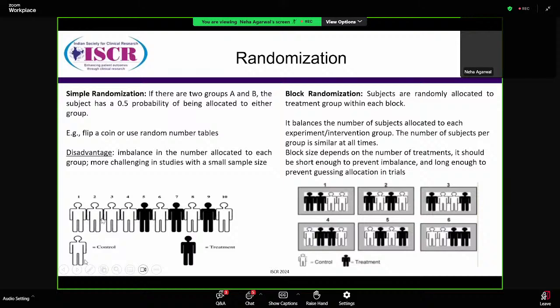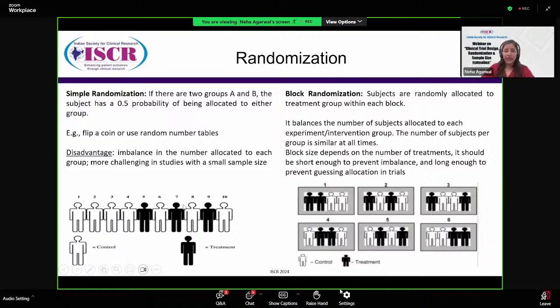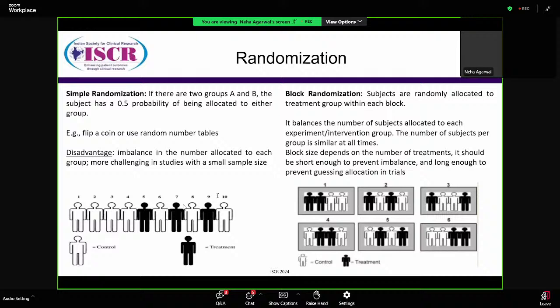Now, what happens here? The disadvantage you can see is that when the sample size is really small, you might have an imbalance. But if you increase the sample size, let's say to 500 or 400, then with simple randomization there will be approximately equal balance. But in a smaller sample size, this is a disadvantage of simple randomization.